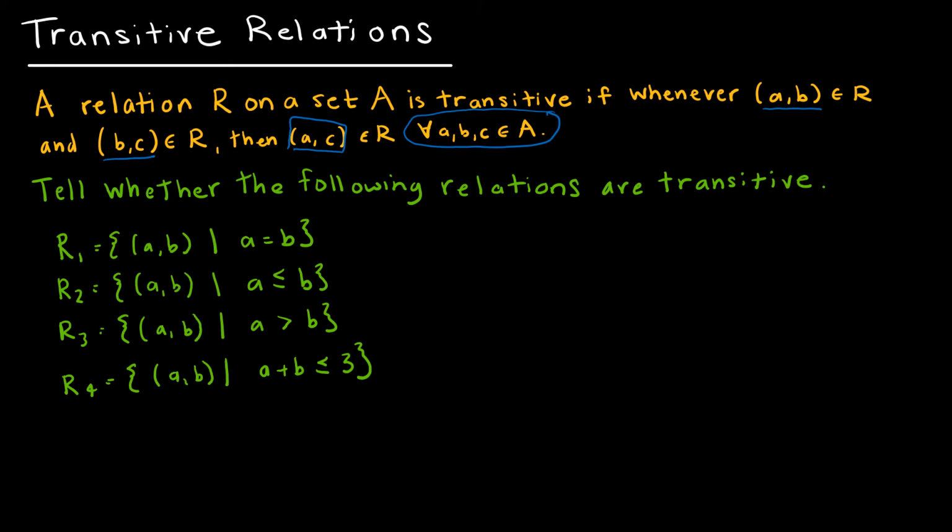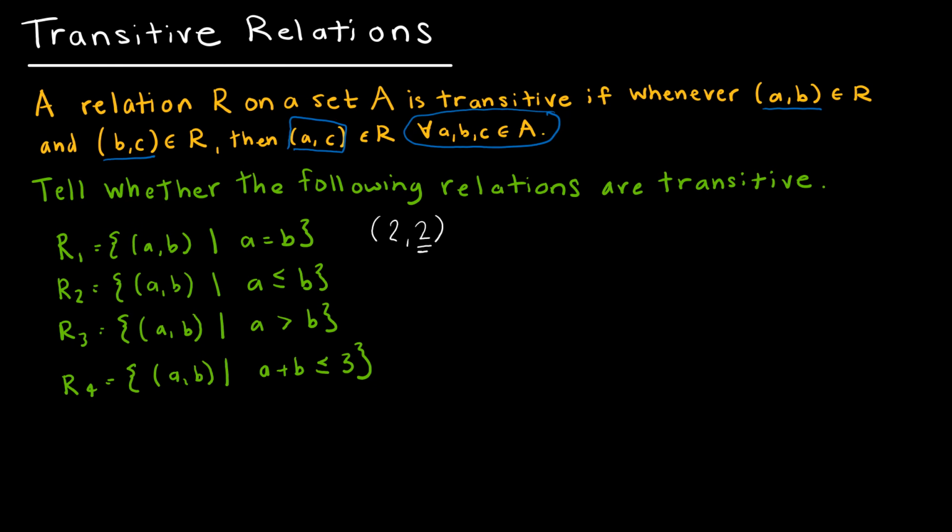But if I can reason through it and say it's always going to be true, then we're just going to go with it even though it's not a formal proof. So let's look at R1. (A, B), where A is equal to B. So (2, 2) is the sample type of ordered pair in that relation.